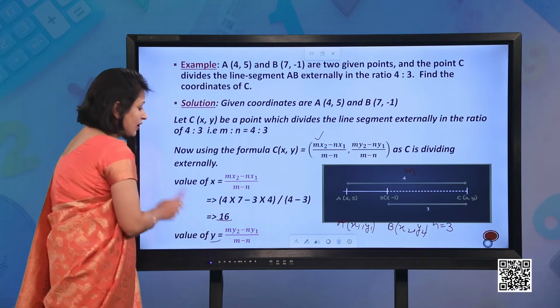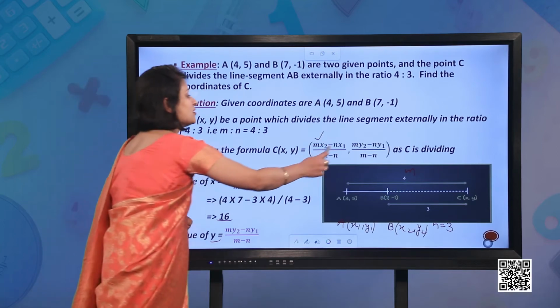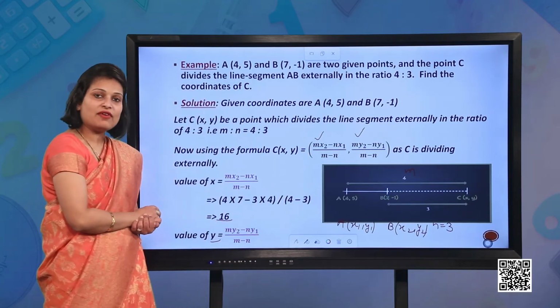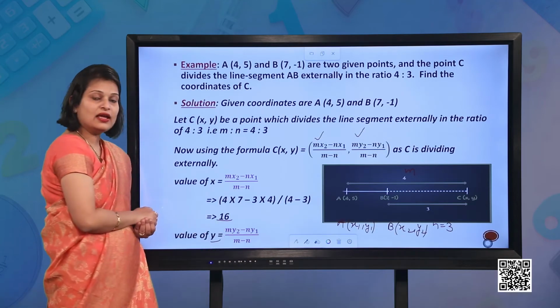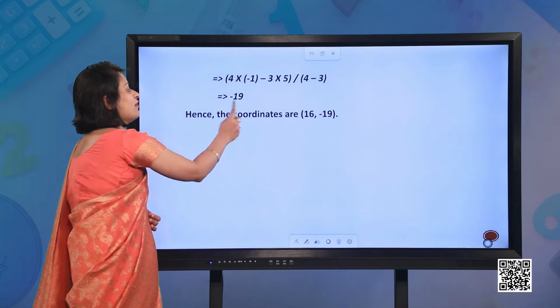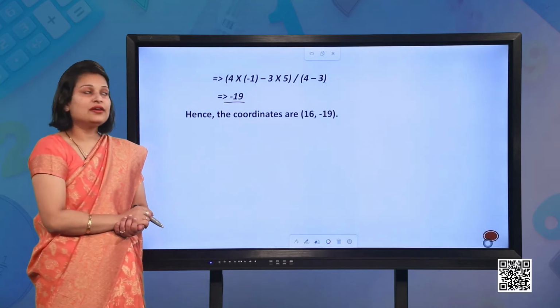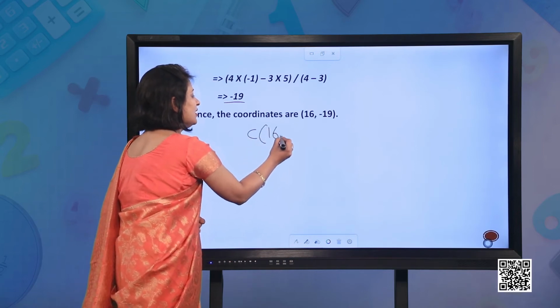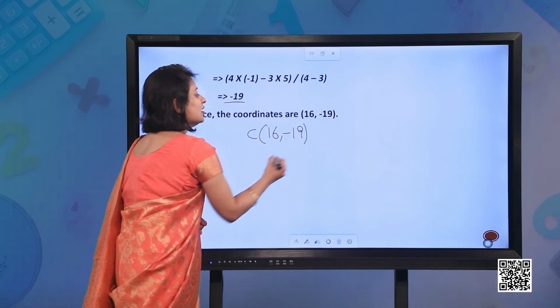For y, what you have to do? You have to consider this. So m y2 minus n y1 upon m minus n. Simply substitute the values and you will get the value of y as -19. So the coordinate C will be (16, -19).